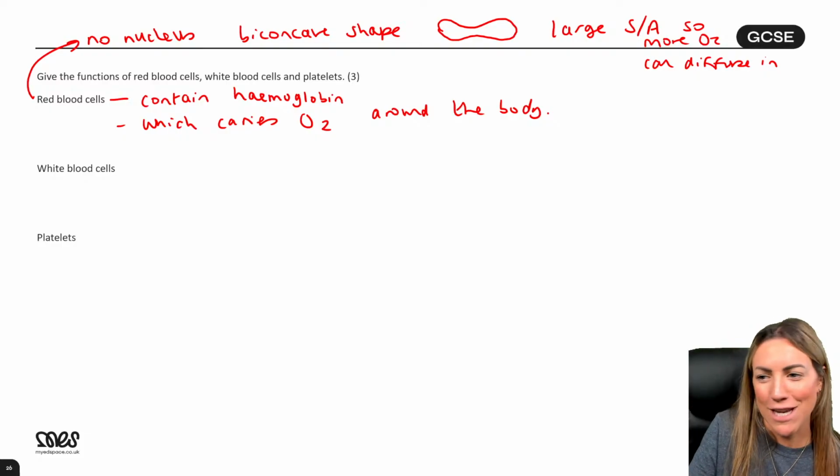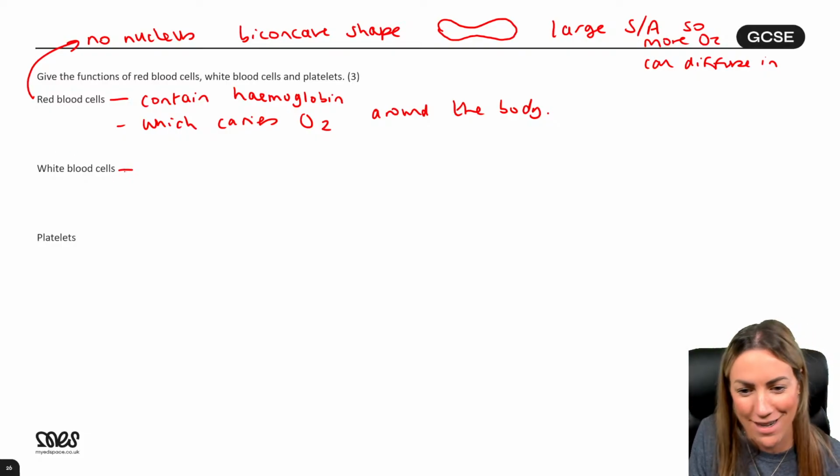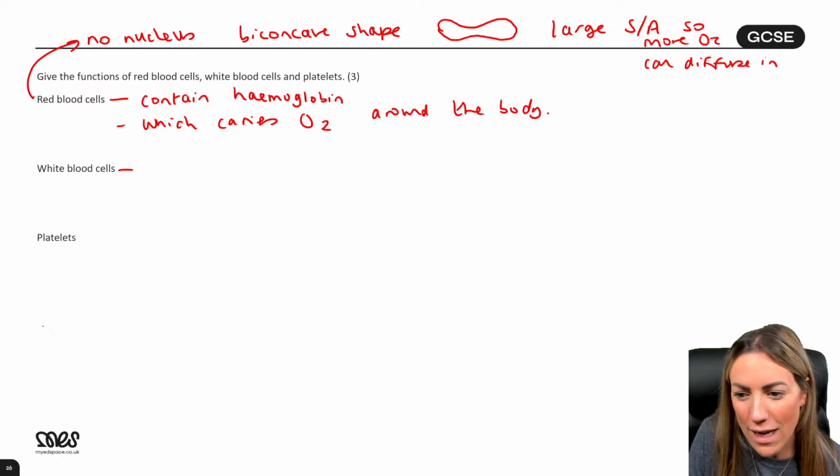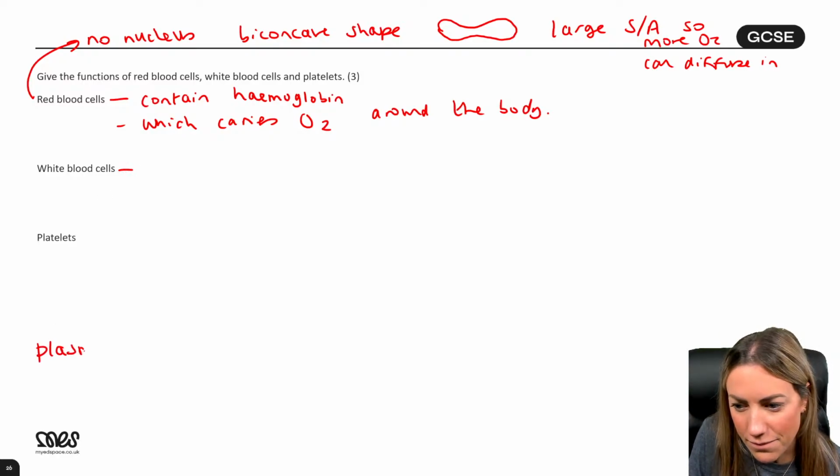Yes, WJP for sure. You should be memorizing photosynthesis and respiration equations. Oh, let's put plasma down here. I missed that off for some reason.